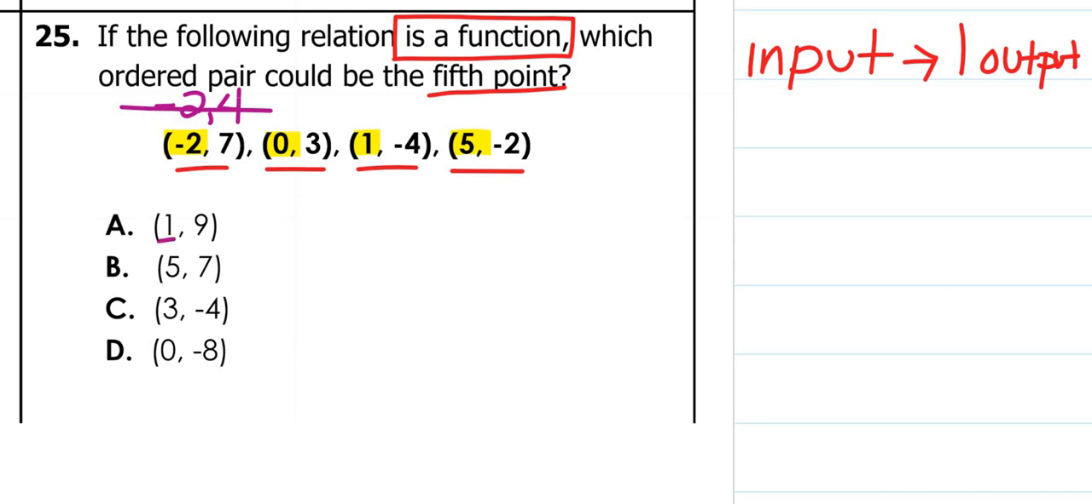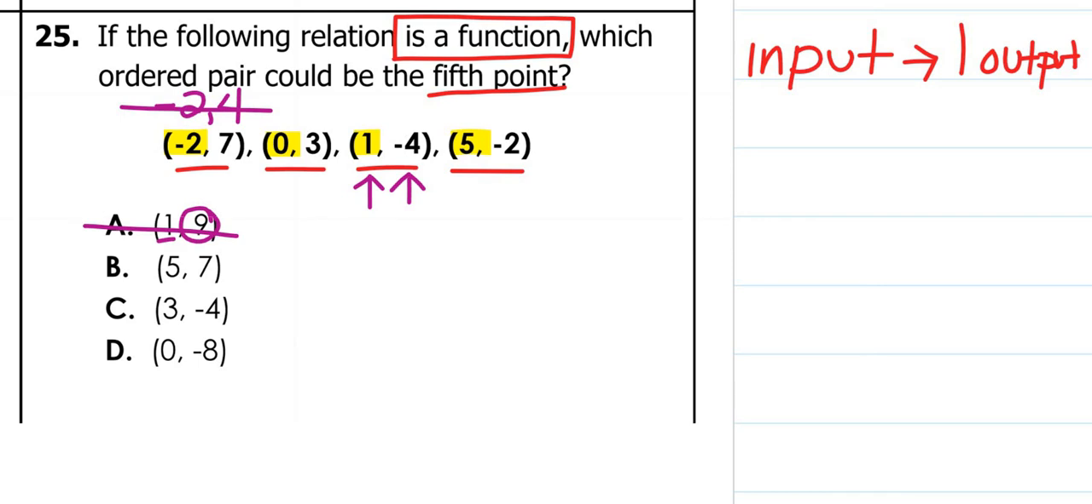It says x is 1. Well, I already have one that has a 1 x value. It's supposed to map to negative 4. But here it's saying it should go to 9. That would not make it a function because the same x value goes to 2 different y values. We can't have that. Cross it off.